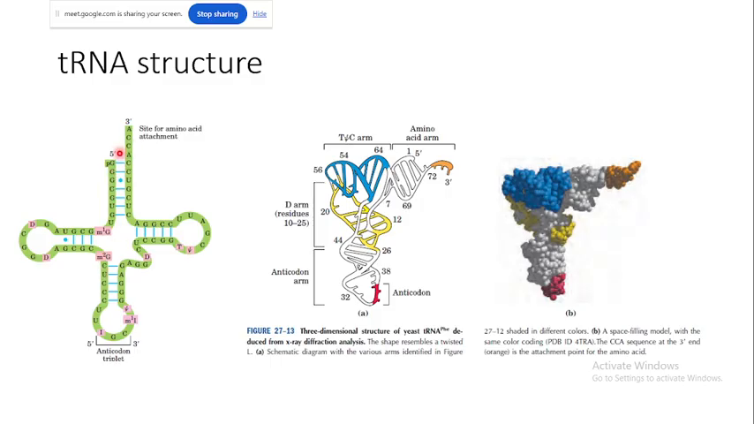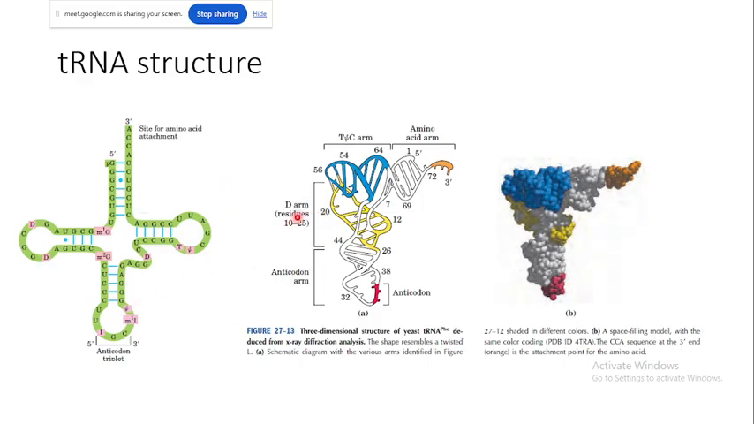and there is a cleavage in the 5' end. This entire chunk is removed, and in the cleavage in the 3' end this chunk is removed, and there is addition of this CCA in the 3' end, which is a site for amino acid attachment. So this is the structure of the tRNA.